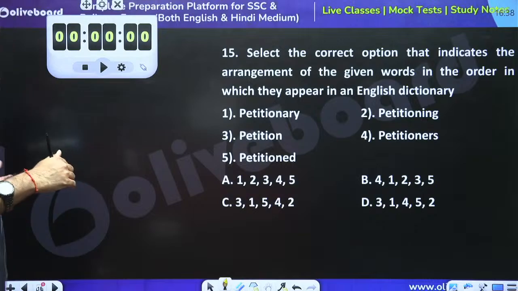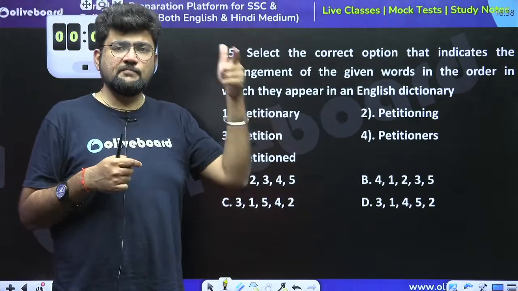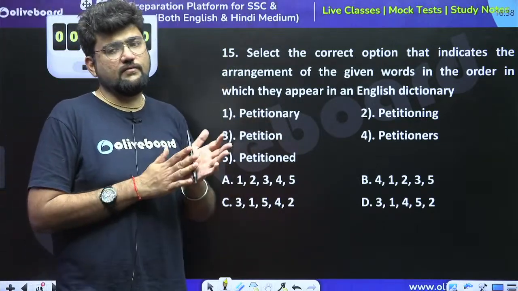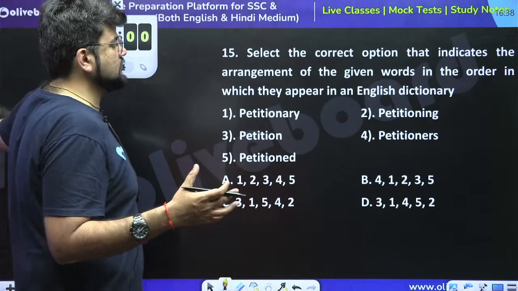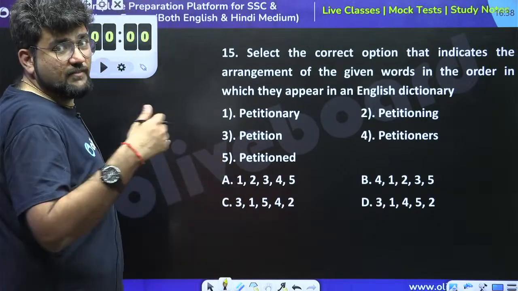I'm very sure those students who have missed the mark by very few marks, they are the ones who are going to clear the CGL 2025. Okay? But just don't get demotivated. I know it's easy for me to say, but keep pushing. Be very positive towards it.